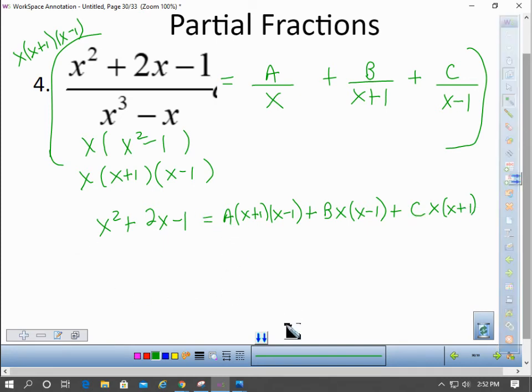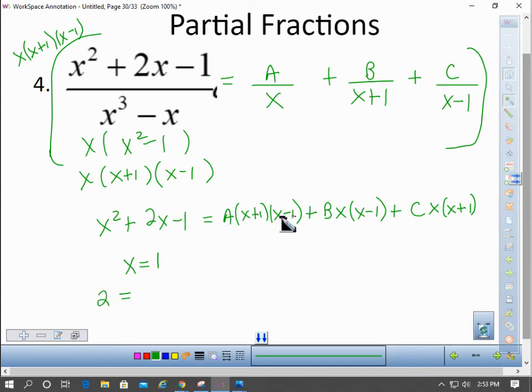So now we conveniently choose what we want x to be. So if I want to get rid of this a term, I could make x positive 1 because that would make this term 0. So I'm going to pick this one. If x is 1, that means this is going to be 0. A is going to go away. So now let's plug a 1 into everything. So if we plug a 1 in here, we're going to have 1 plus 2 minus 1, which will be 2.